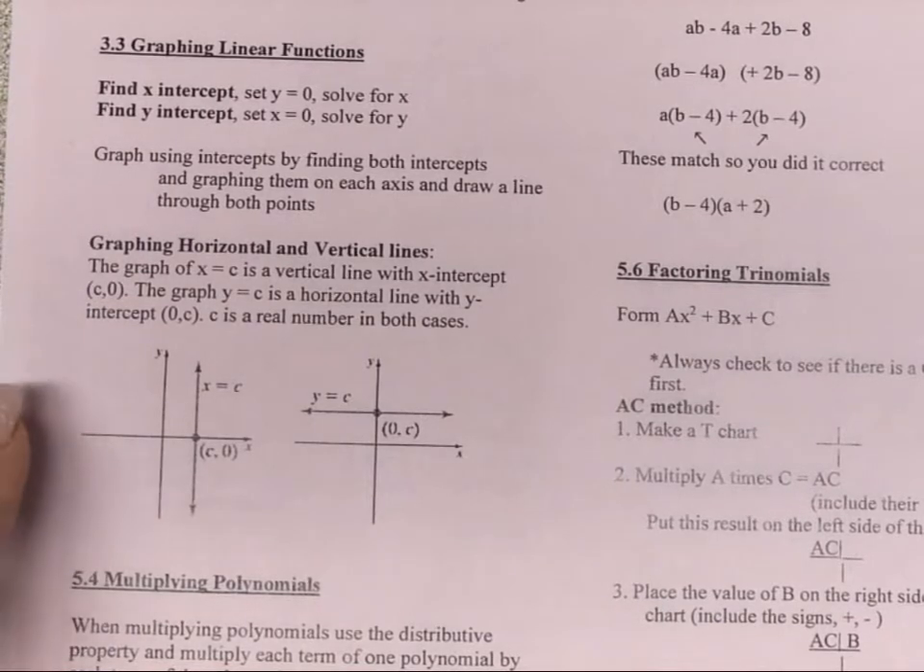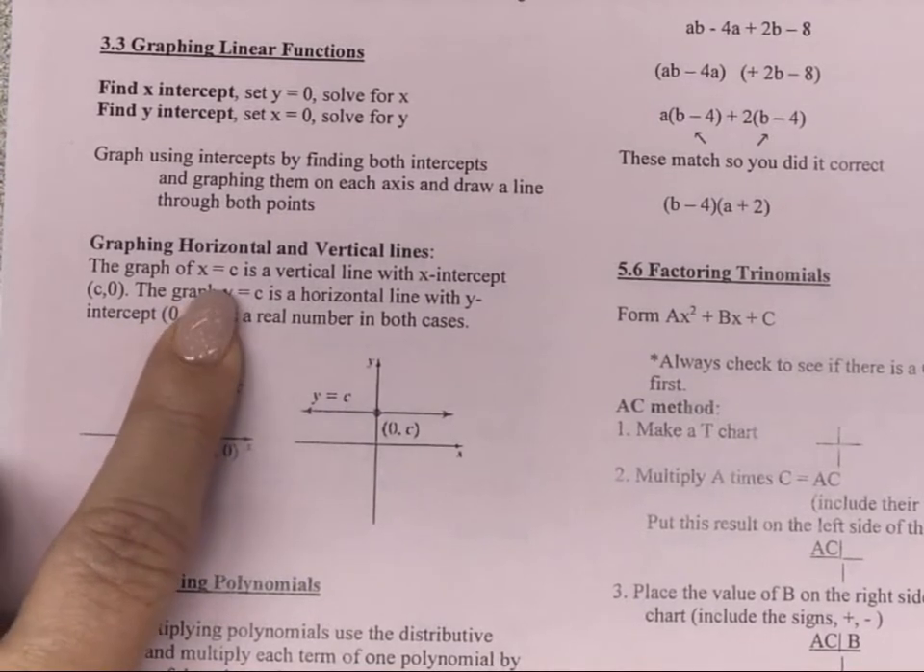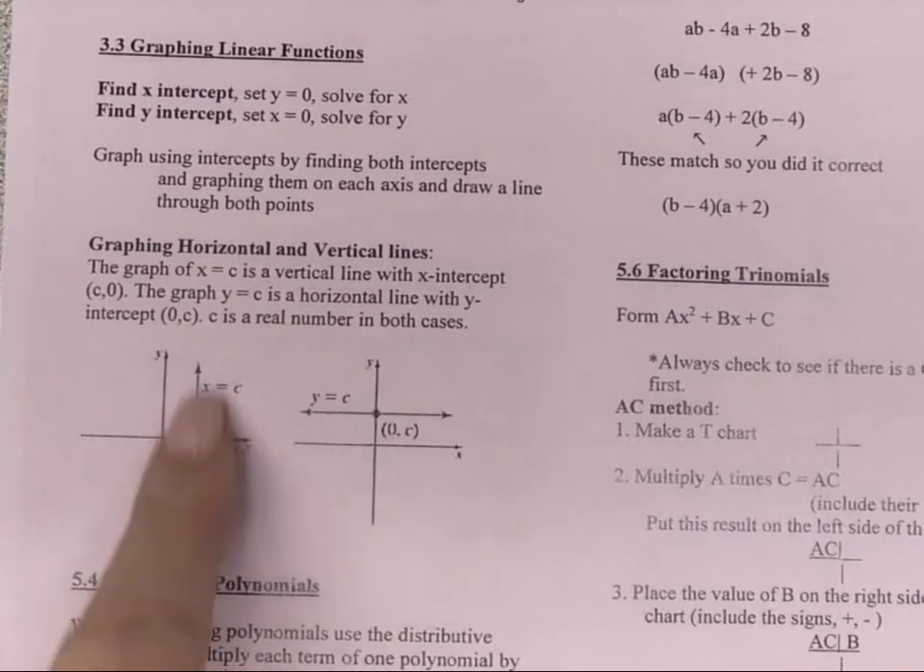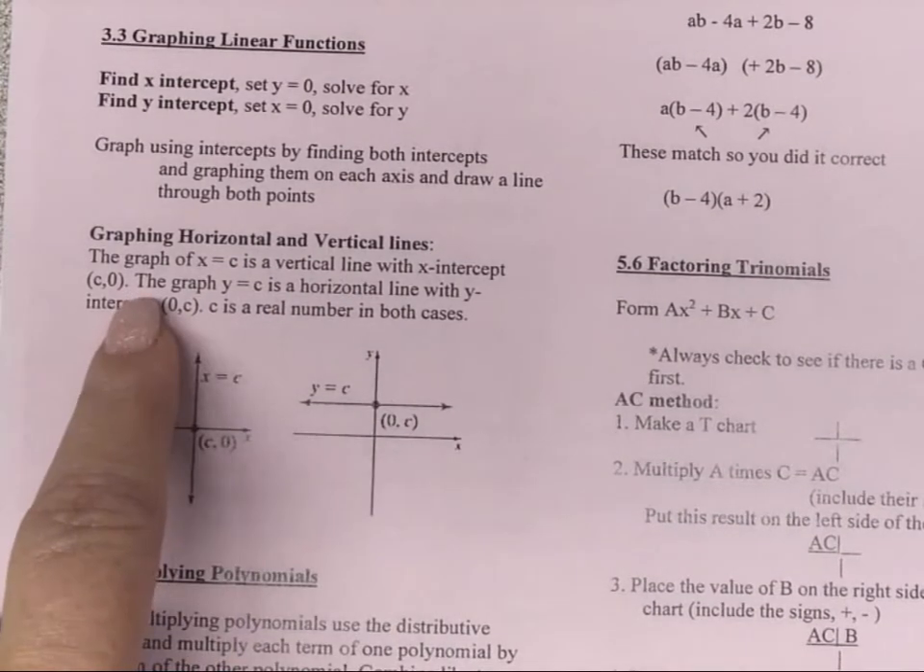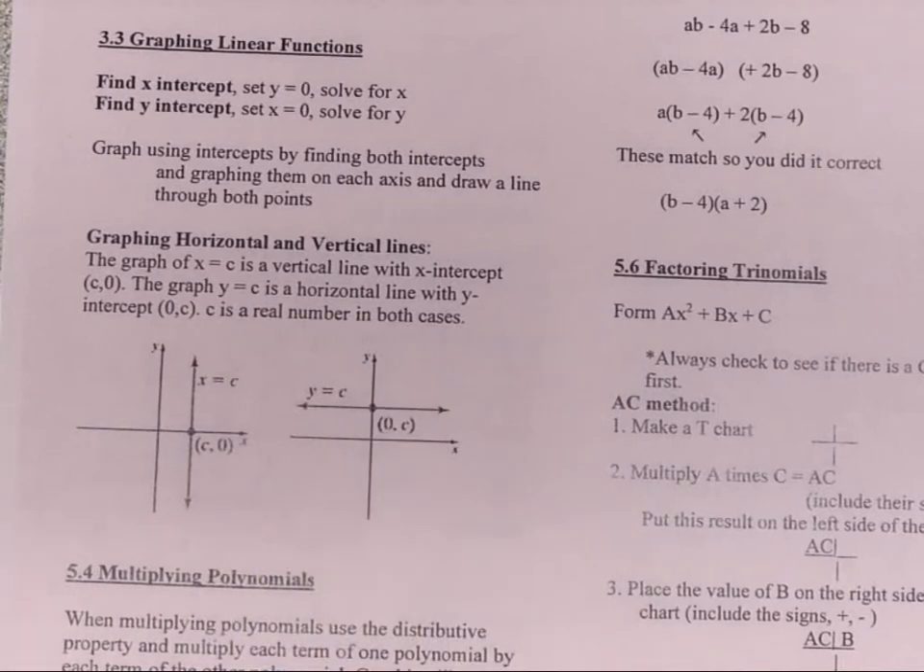To graph horizontal and vertical lines, the graph of x equal to c, if c is just any number, is a vertical line with the x-intercept, and the graph y equals c is a horizontal line with a y-intercept. And c can be any real number in both cases. So let's go look at some equations.